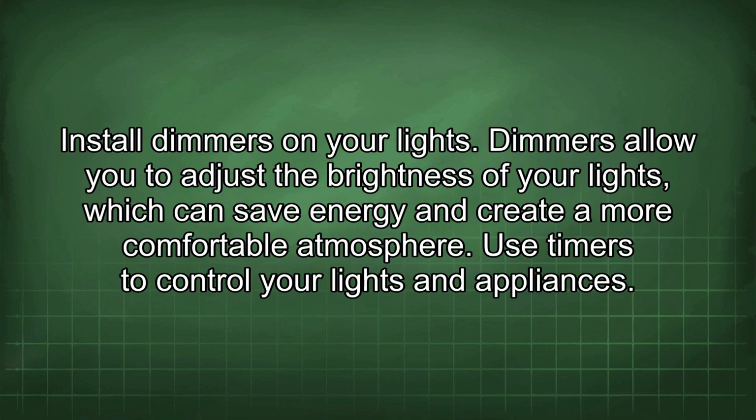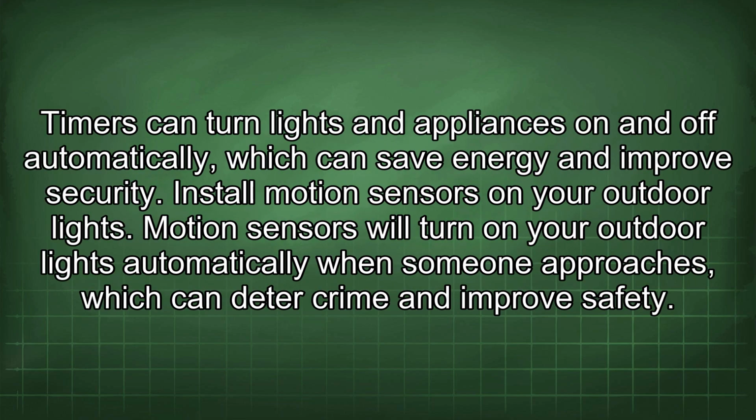Install dimmers on your lights. Dimmers allow you to adjust the brightness of your lights, which can save energy and create a more comfortable atmosphere. Use timers to control your lights and appliances. Timers can turn lights and appliances on and off automatically, which can save energy and improve security.